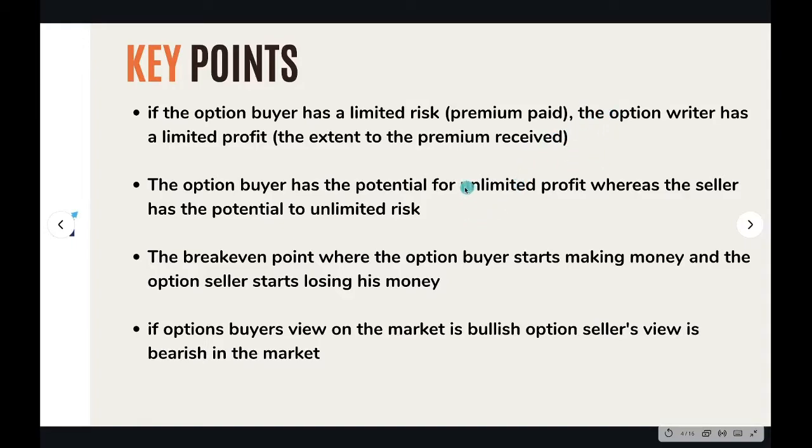The next point: the option buyer has the potential for unlimited profit, whereas the seller has the potential for unlimited risk. Now try to understand, guys. It is a very simple thing. Now you know that the option buyer is buying a small premium of 6 rupees.